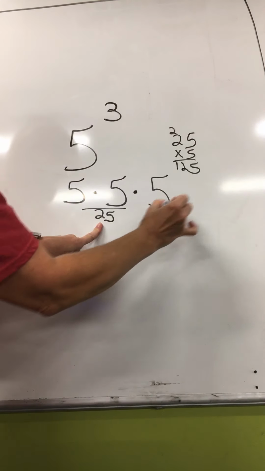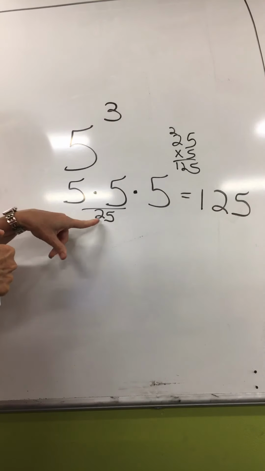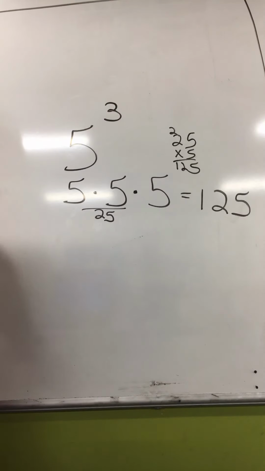That's 125. Think of 5 quarters. That's $1.25, so 125.